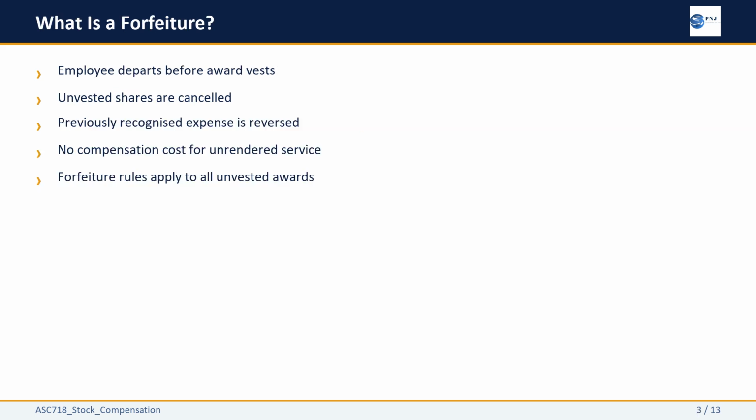A forfeiture occurs when an employee leaves the company before their stock award vests. When that happens, the unvested shares are canceled. Under ASC 718, any compensation expense that was previously recognized for those canceled shares must be reversed. The logic is straightforward. Compensation expense should only be recognized for service that was actually rendered. If an employee walks out the door early, the company did not receive the full benefit it was paying for, so the previously recorded expense comes back off the books.